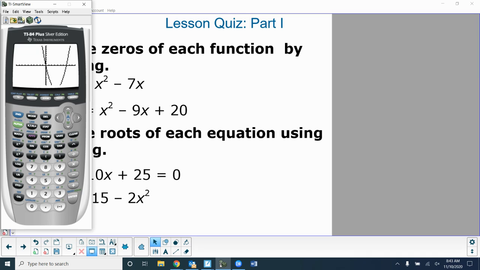No. Okay. So zoom 6. Well, we didn't put it in. You have y equals some numbers in there. You've got all kinds of stuff going on. What do you have going on?